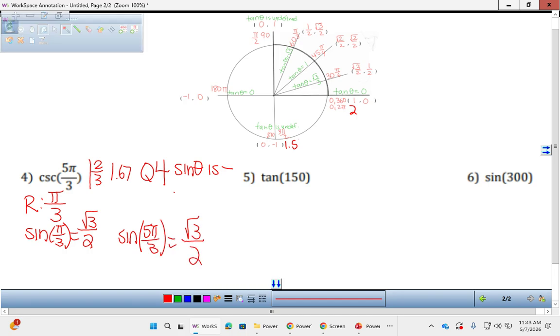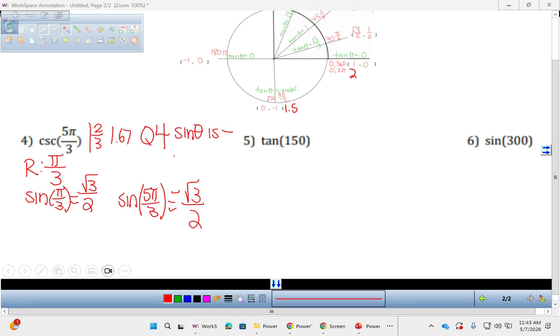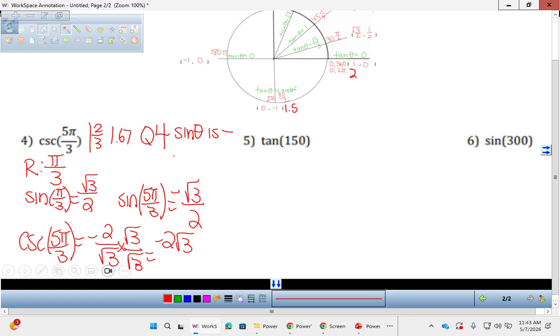But because 5 pi over 3 is in quadrant 4, I add the negative. Quadrant 1, everything's positive, which is why sine pi over 3 is positive root 3 over 2. But in quadrant 4, the y values are negative, so I have to add a negative sign to that. Now, if I want to find the cosecant of 5 pi over 3, I'm just going to flip the fraction of the sine of 5 pi over 3. So I'll put the 2 in the top and then root 3 in the bottom. And then I'll have to rationalize that to get the root out of the bottom. So I end up with negative 2 root 3 over 3.